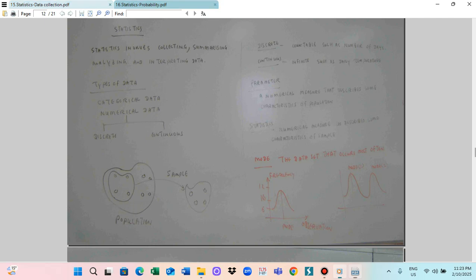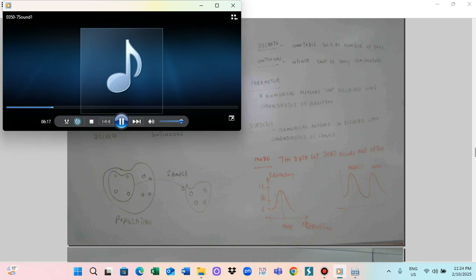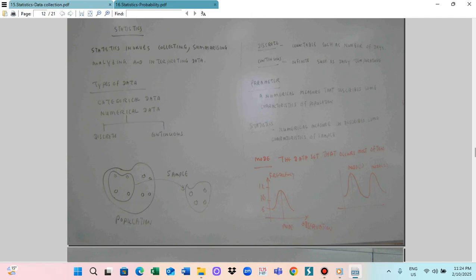That's the mode. In this case, you see the graph. This graph is going flat. You have to count the number of chairs.